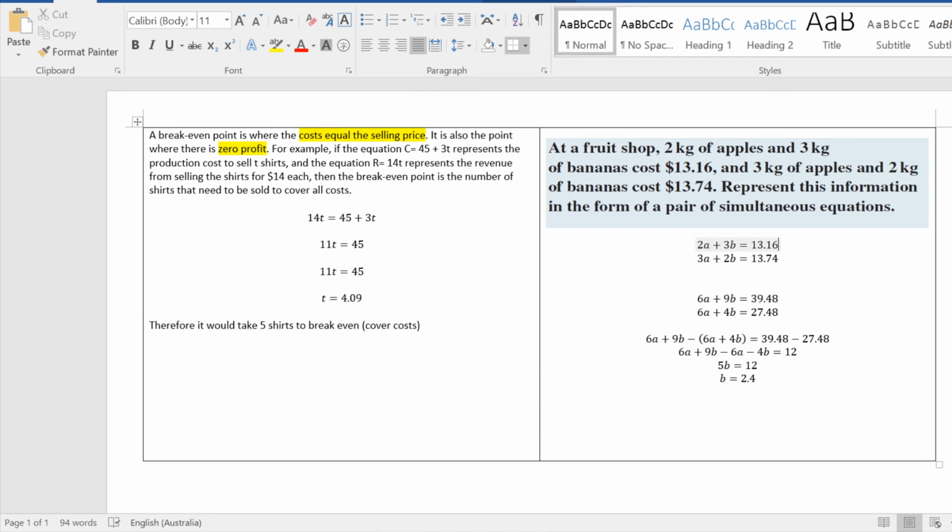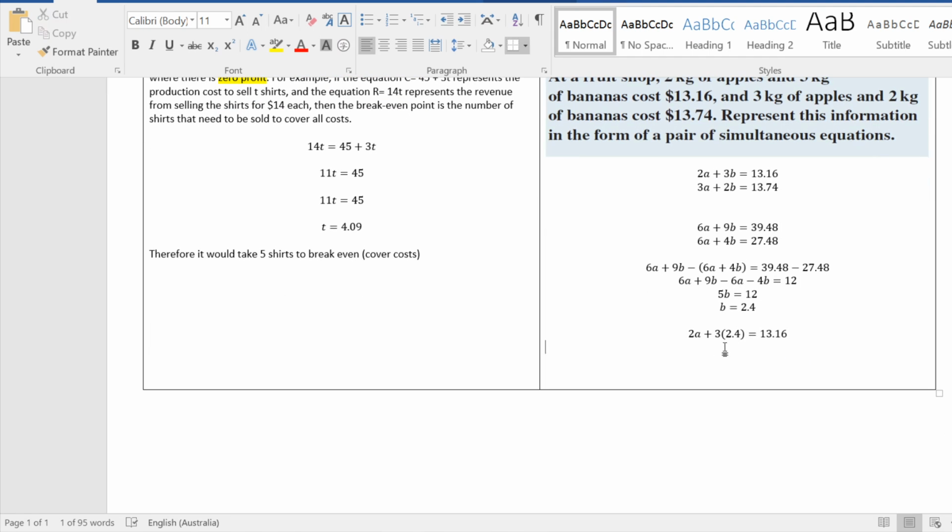You can use either of these. I'll just use the top one. We're going to substitute B. We know that B is now $2.40. Let's sub that in and solve. Okay, so 3 times 2.4 is going to be 7.2. We're going to move that over to the other side.